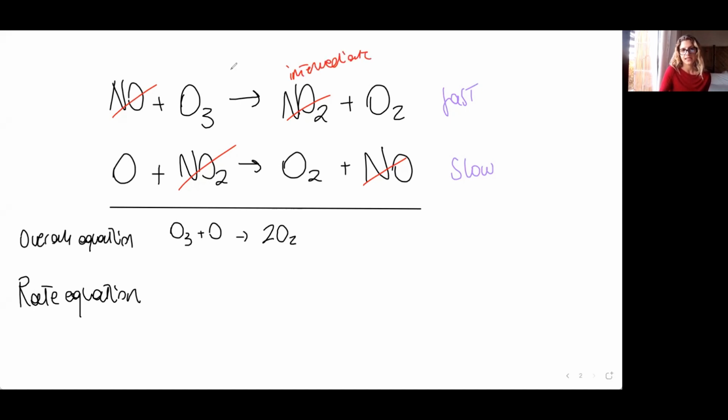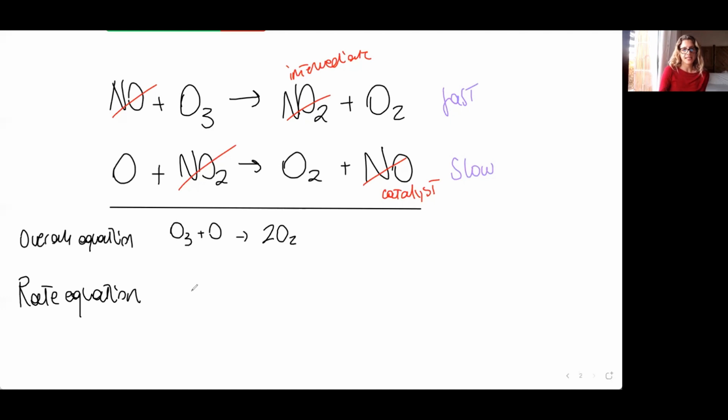The NO is used up and then it's reformed at the end of the reaction, which means that it would act as a catalyst. Okay. Next thing, rate equation. We know that the rate equation will focus on the slow step, or the rate determining step. What would that look like?